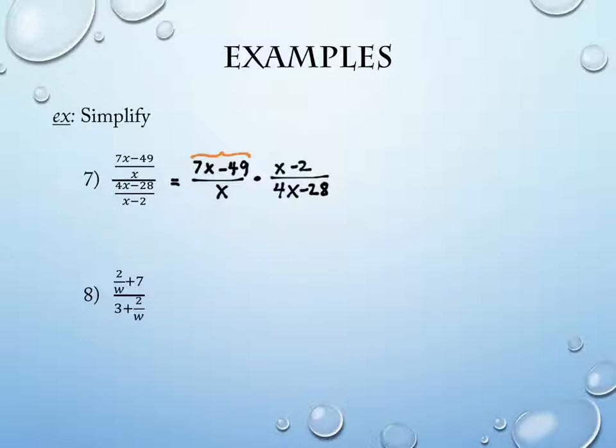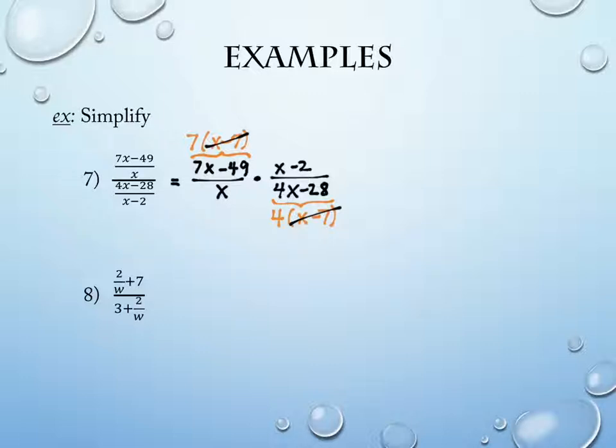Do those two pieces have anything in common? Yeah, a 7. So if I take out a 7, what am I going to be left with? X minus 7, very good. Let's do the same thing on the bottom over here with 4x minus 28. Do they have anything in common? The 4. And if I take out a 4, what am I left with? X minus 7. And do you see now something that the two pieces have in common? Yeah, the x minus 7, right?